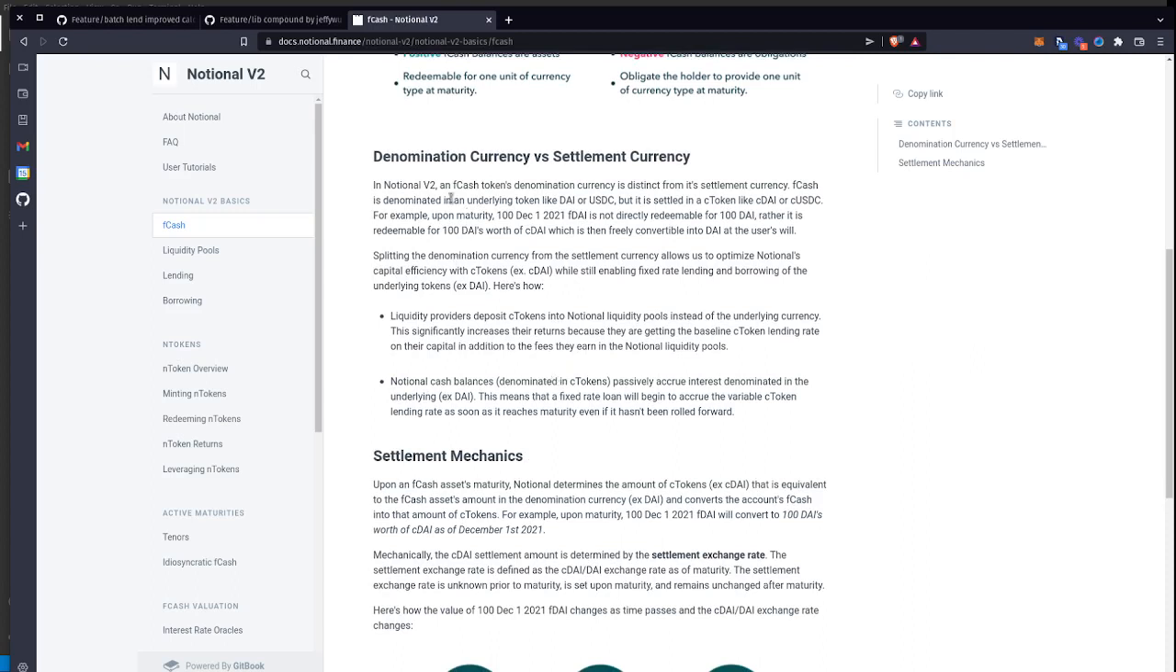fCash is denominated in an underlying token like DAI or USDC. So when we say that you have one fDAI, that means that you have a claim on one DAI at maturity. So all fCash is denominated in a combination of currency and maturity date. December 1st, 2021 fDAI is fungible with other December 1st, 2021 fDAI, but not fungible with, say, March 1st, 2022 fDAI, because that matures on a different date.